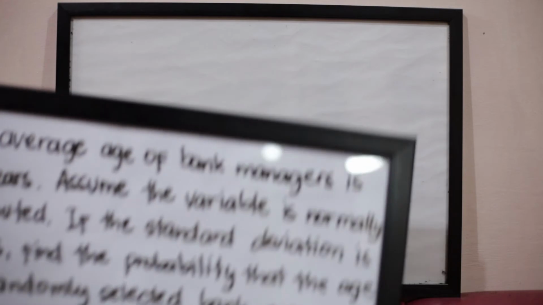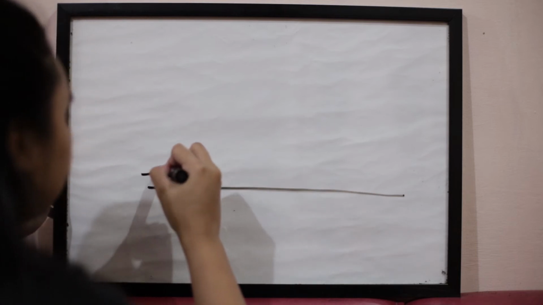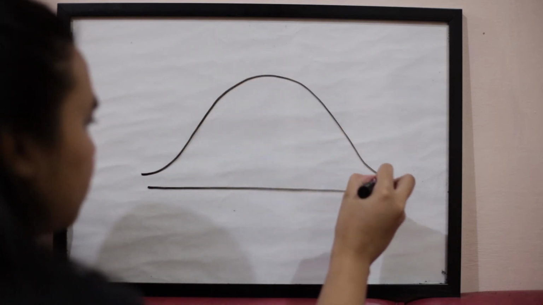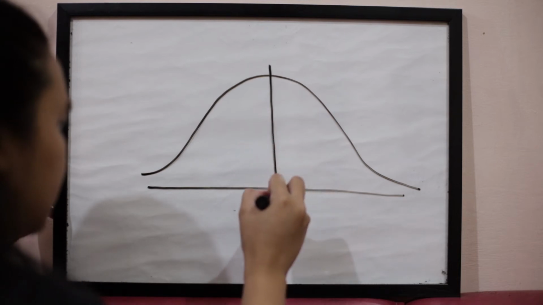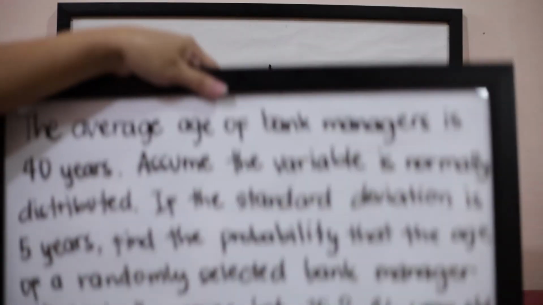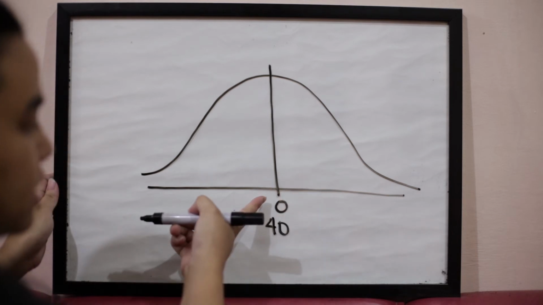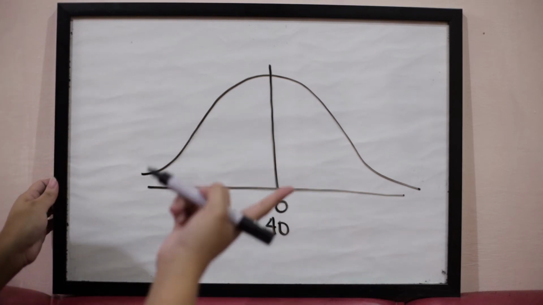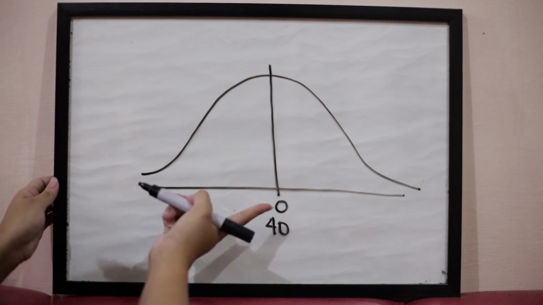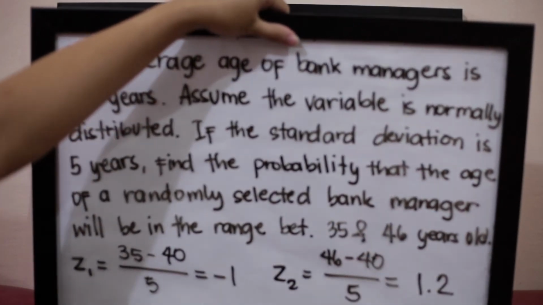Or we can now draw the normal curve representing this problem. So, we have the normal curve as this one. Then, we plot the mean. And since in this problem the mean is 40 years, then the raw score equivalent to the z-score 0 is 40, or the z-score equivalent to the raw score 40 is 0. Next, we plot the 35 and 46.